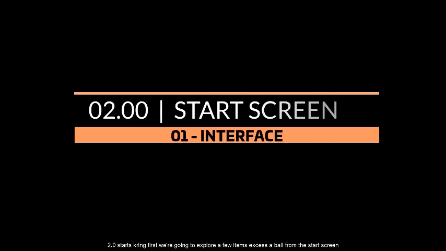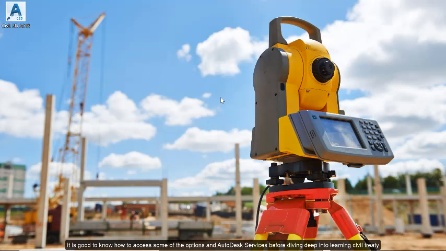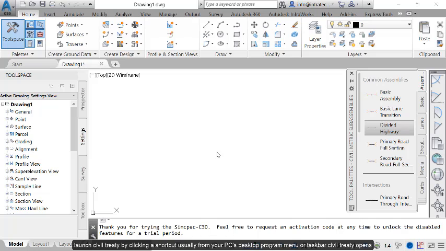2.0 Start Screen. First, we are going to explore a few items accessible from the Start screen. It is good to know how to access some of the options and Autodesk services before diving deep into learning Civil 3D. Launch Civil 3D by clicking a shortcut, usually from your PC's desktop, program menu, or taskbar. Civil 3D opens, and your default template file, Drawing 1, is displayed.